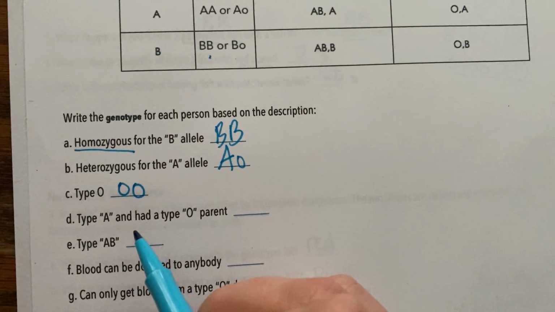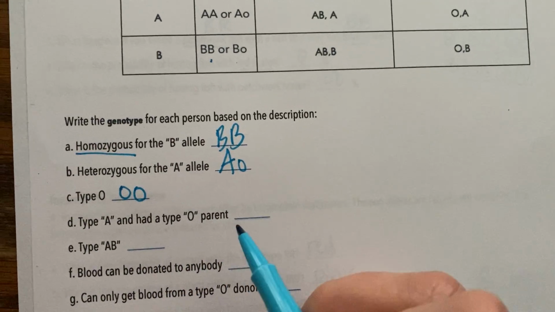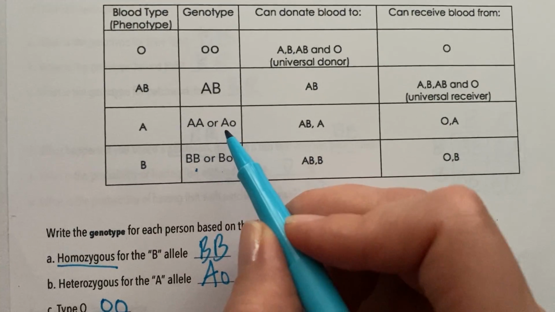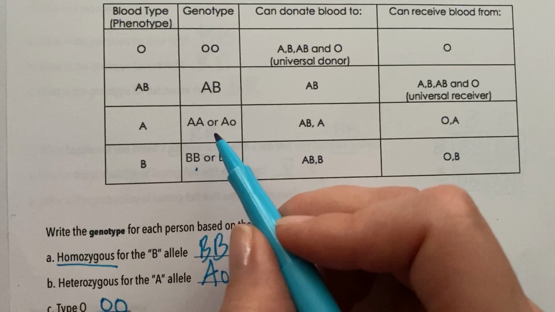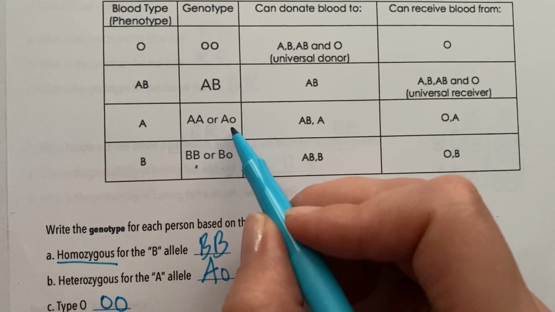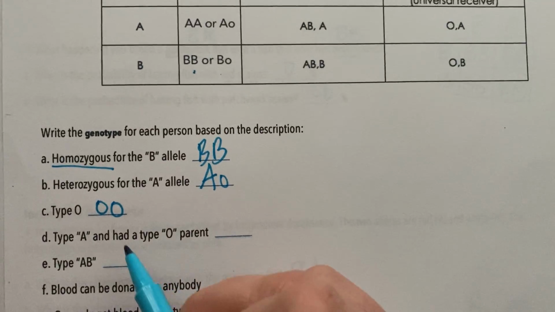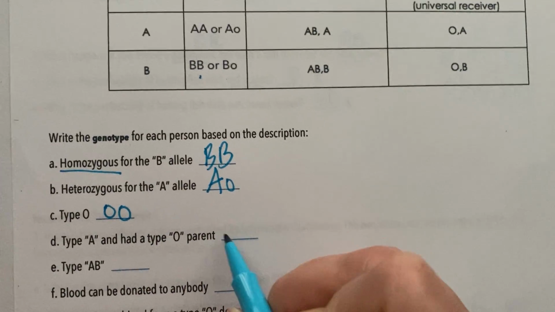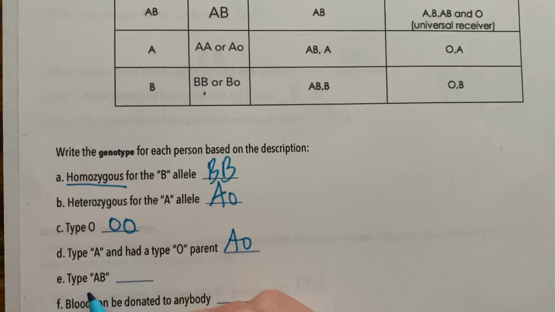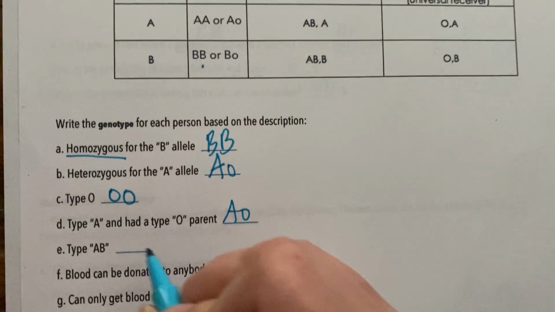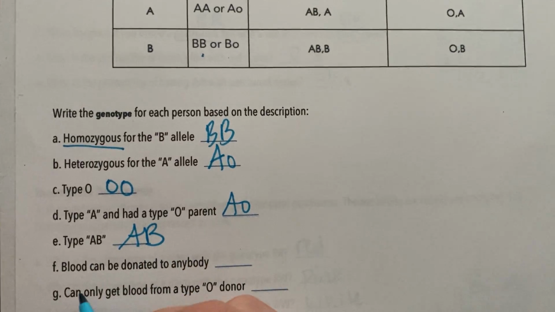Type A and had a type O parent. Well, I have two choices again, but each parent has to give one allele. So it has to be this one because they would have had a parent that has type O blood, and type O can only have O alleles. Type AB blood, go back to my chart, genotype, only one genotype, has to be AB.